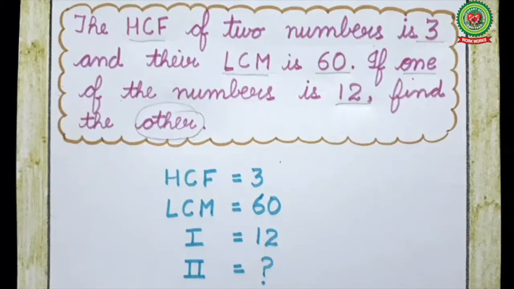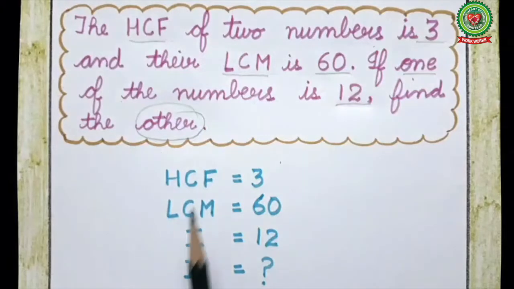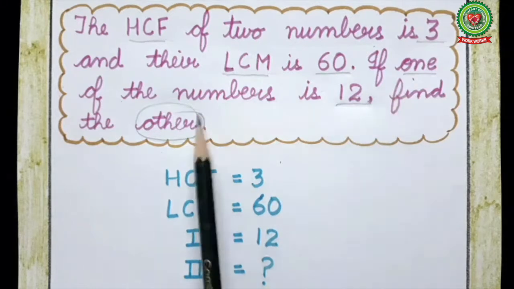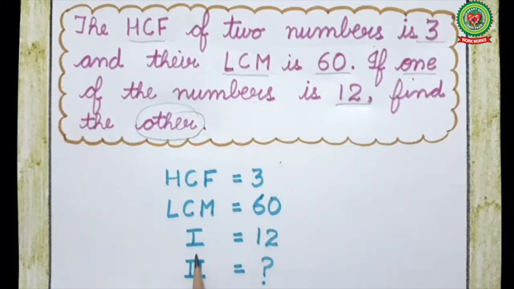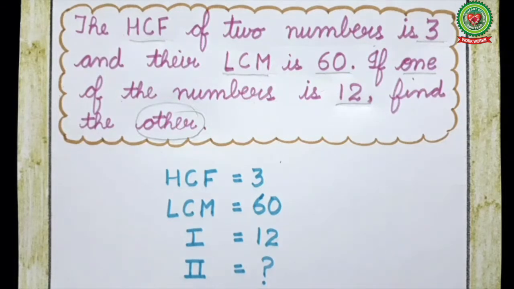To solve questions of this type, firstly, we will write down whatever is given and what we need to find. We have given HCF is equal to 3, LCM is equal to 60. We have given one number, so first is equal to 12. We need to find the second number here, so second is equal to question mark.